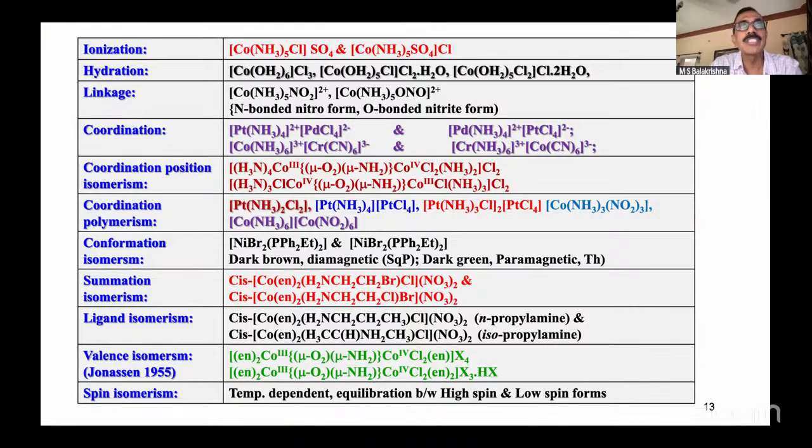Why does the distortion stop happening at a certain temperature? Probably at a particular temperature it gets stabilized. That is the reason. And if you heat it further, it may come back to the original.